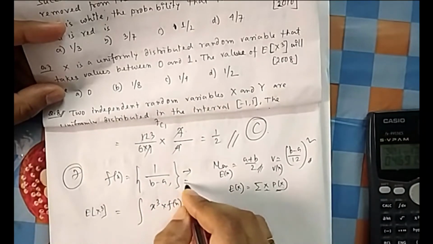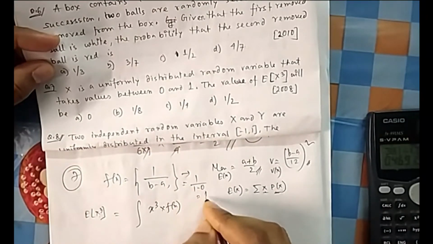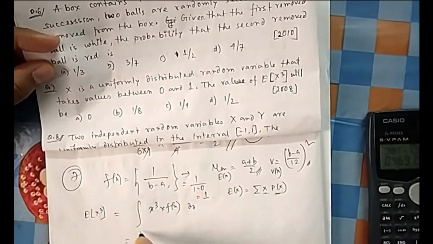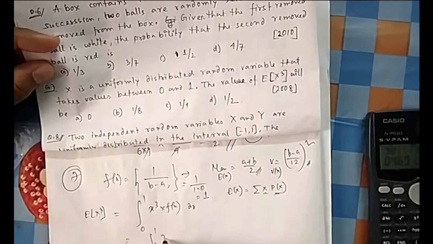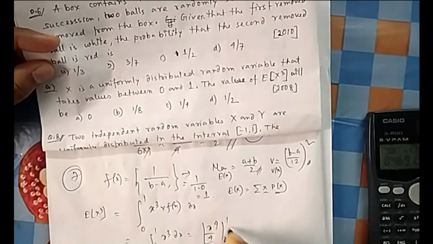What is your f(x) here? A and B are given as 0 and 1. So it is 1 by (1 minus 0). That means f is only 1. And the limit is from 0 to 1. So the integral from 0 to 1 of x³ dx. Simple integration: x to the power 4 by 4, from 0 to 1. Just you need to know the formula. That's it.